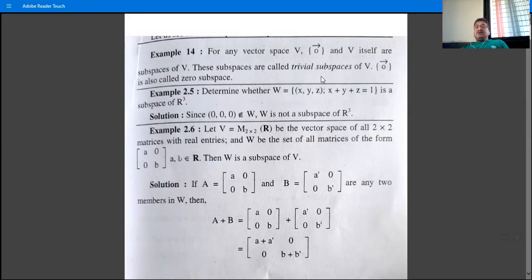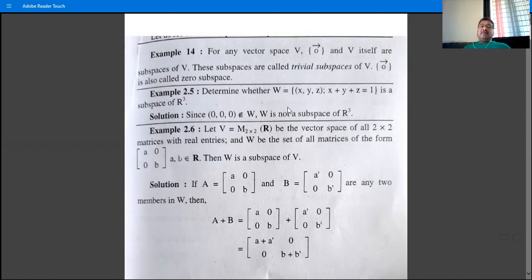So we can show that it is not a subspace either by giving a counter example for condition number 1 or condition number 2. Both the conditions fail for this set. That is, the addition of two elements of W is not an element of W. So take the first element of W as (1, 0, 0), which is an element of W, and (0, 1, 0) is another element of W, because x plus y plus z is equal to 1.